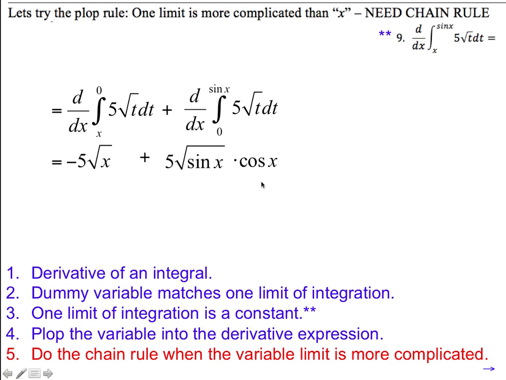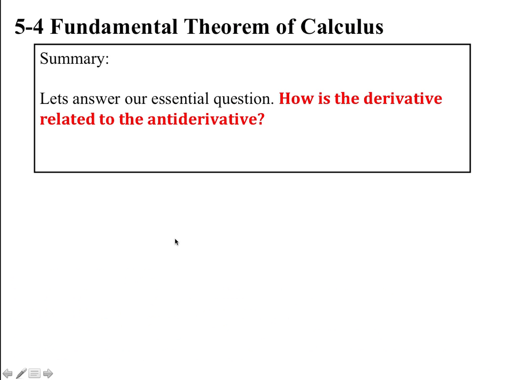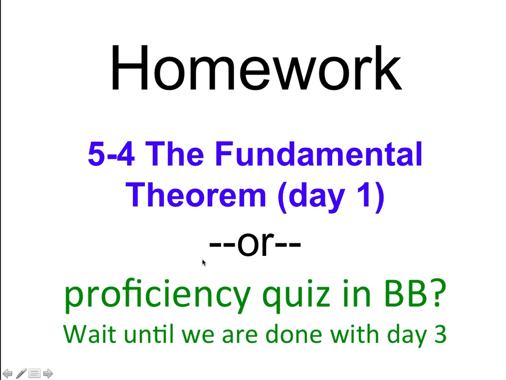So those are some variations on the plop rule that I've seen on AP tests, and you'll see in your homework tonight. Just a quick summary. How are the derivative and the antiderivative related? We know that the two actions undo one another. So when we're being asked to find the derivative of an antiderivative, that's a really special situation for starting and ending with the same thing. And that's the situation where you use the plop rule. So at this point, you should be ready to do day 1 of the fundamental theorem homework.